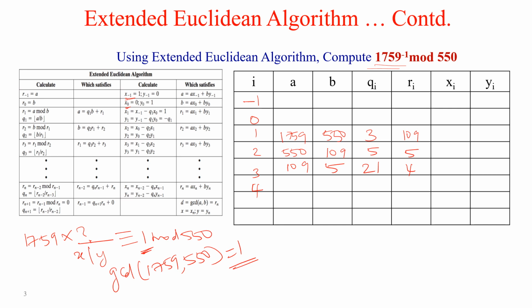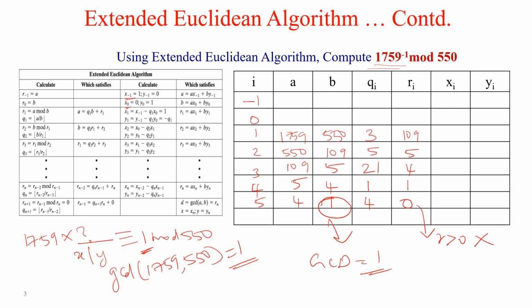Next, R is greater than 0, so A equal to 5 and B equal to 4. Now the quotient is 1 and the remainder is 1. R is greater than 0, so A equal to 4 and B equal to R. Now the quotient is 4 and the remainder is 0. Now R greater than 0 fails, so we have to stop. What is the GCD value? This is the GCD value. So the GCD of these two numbers is 1.